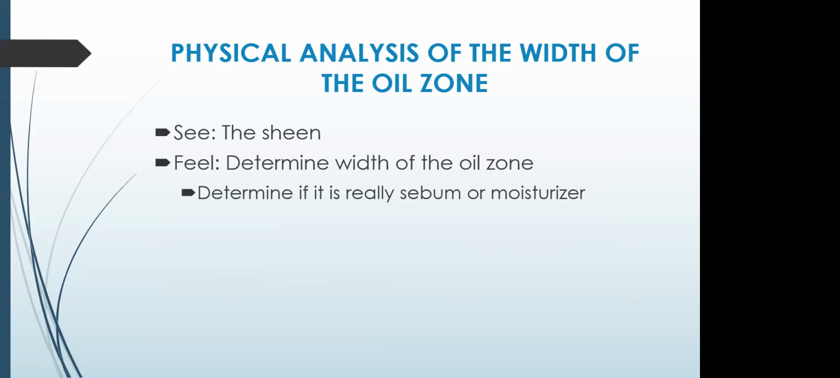Next is the physical analysis of the width of your oil zone. Your physical analysis means where we see the sheen and we feel the skin to determine the width of the oil zone. Also, we need to determine if it's really sebum, perspiration, or moisturizer on their skin.